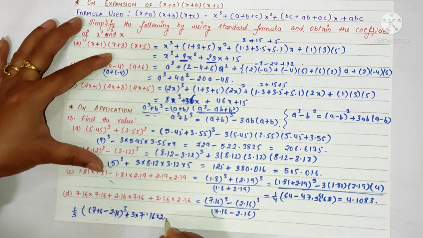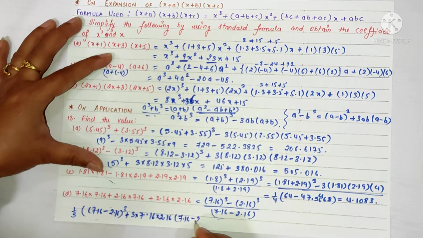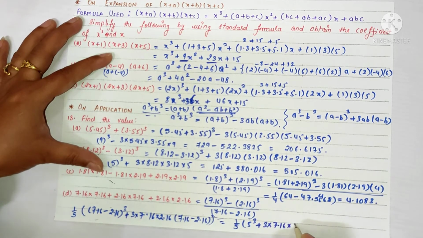7.16 into 2.16 into 7.16 minus 2.16, and on solving this we'll get 1 by 5 into 5 cube plus 3 into 7.16 into 2.16 into 5, and on solving this we'll get 71.3968 as the answer.